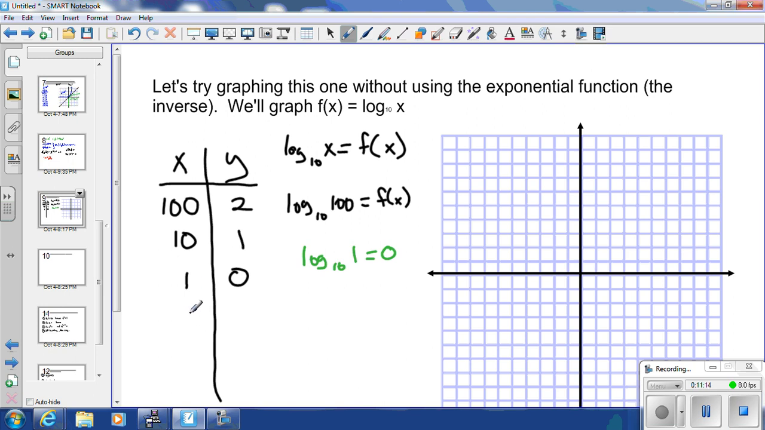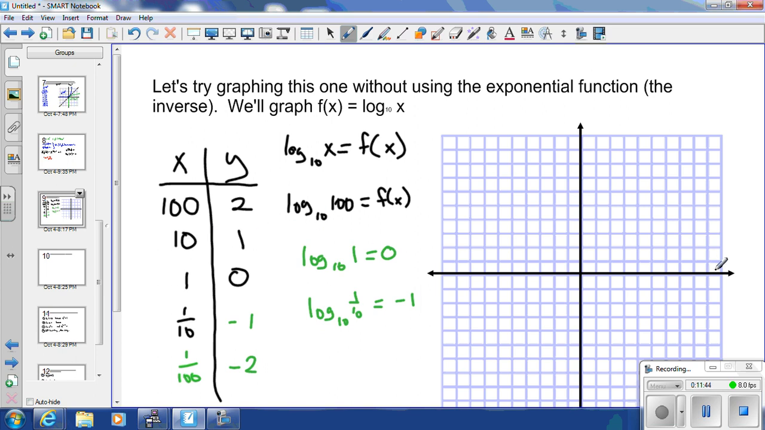Let's see, we did 10. How about 1/10? So for this one, we're going to ask ourselves, log base 10 of 1/10 equals what? Well, 10 to what power equals 1/10? 10 to the negative 1 power. So what would 10 to the negative 2 power give me? It would give me 1/100. So this is enough to at least plot and take a look at the shape of the graph.